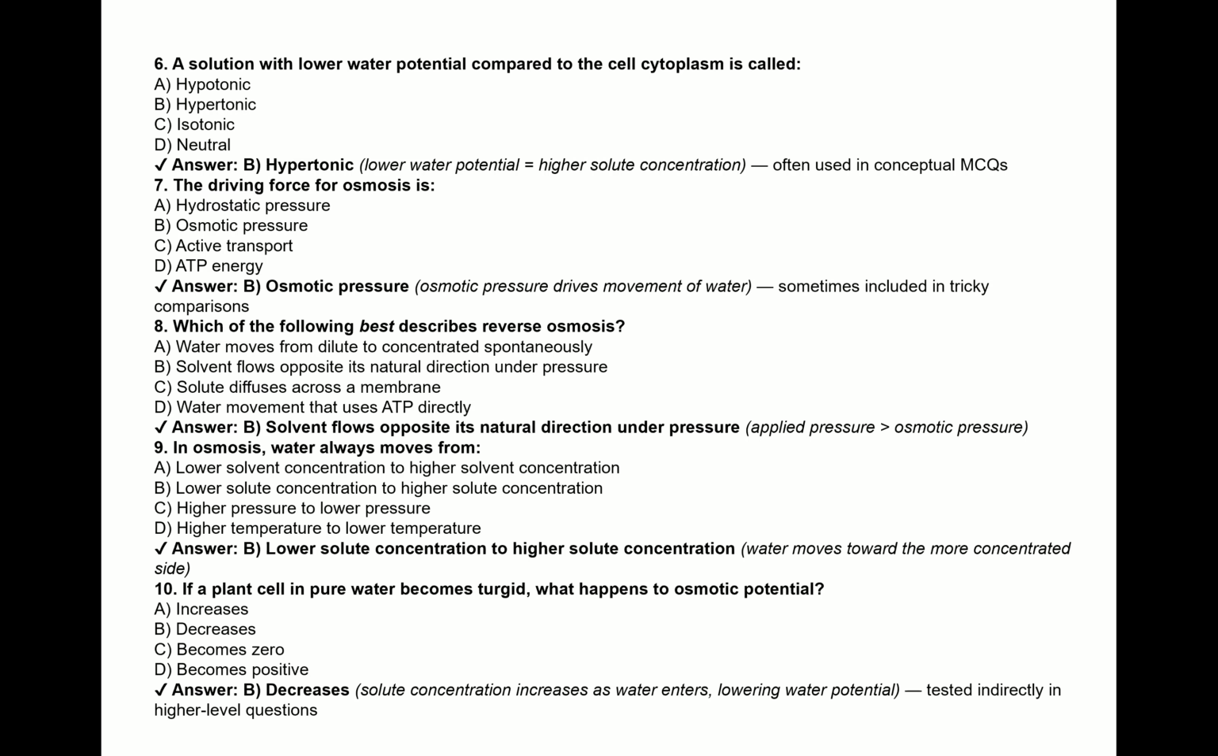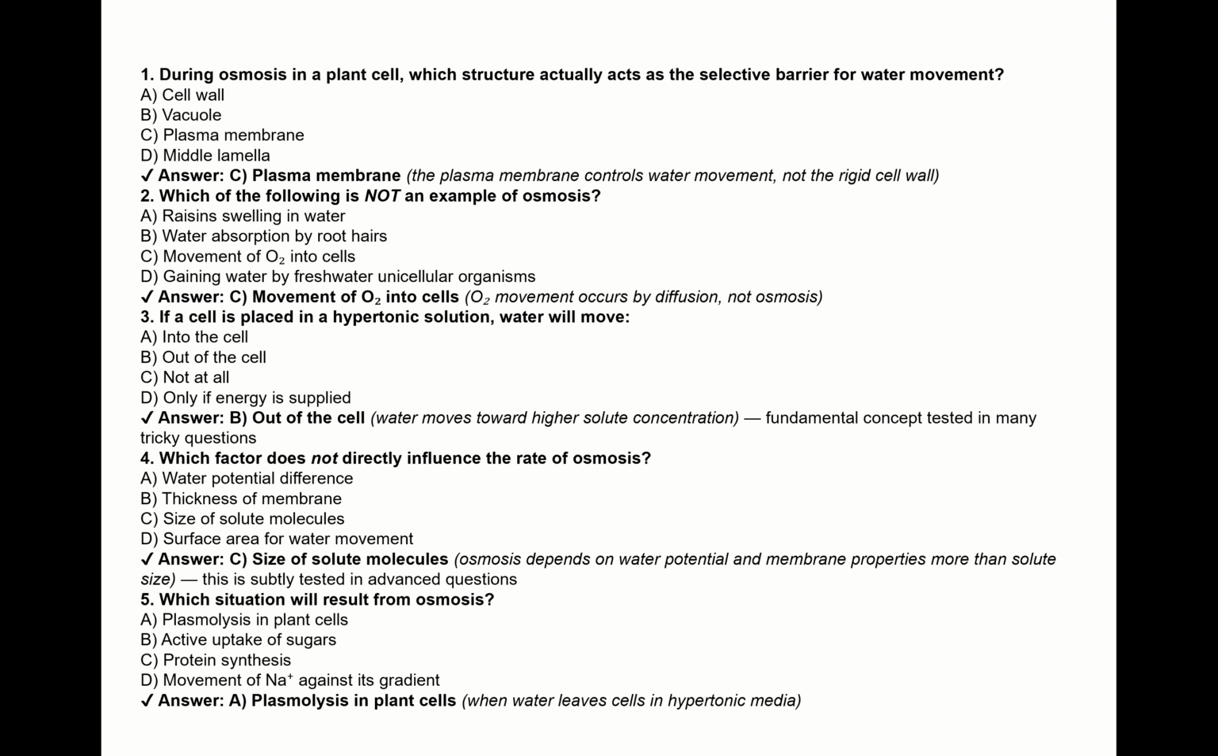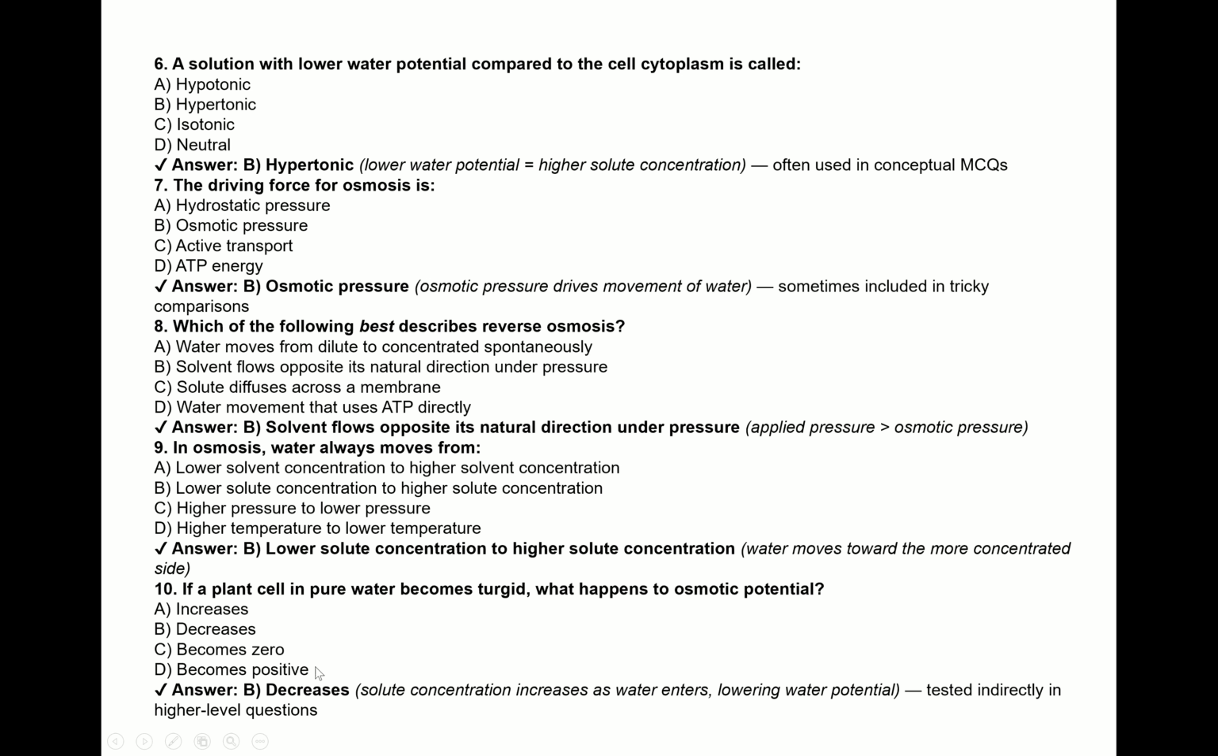You know, osmosis is the movement of water molecules from low solute to the high solute. But here the cell is turgid. Cell is turgid means more amount of the water here. So what happens to the osmotic potential then? It is decreased.